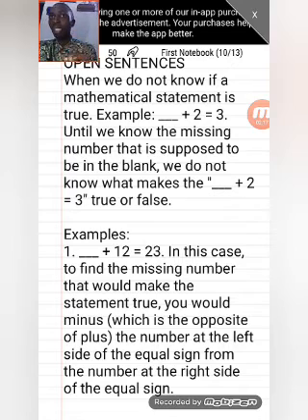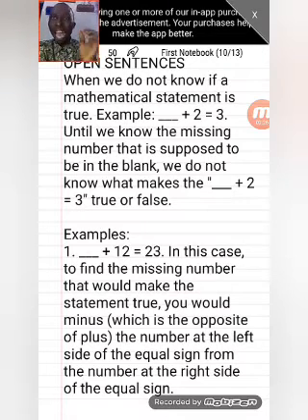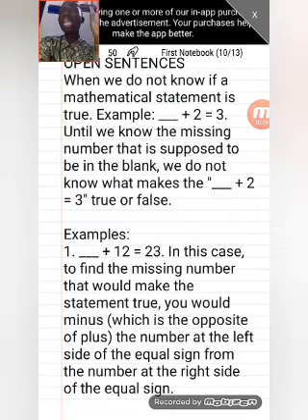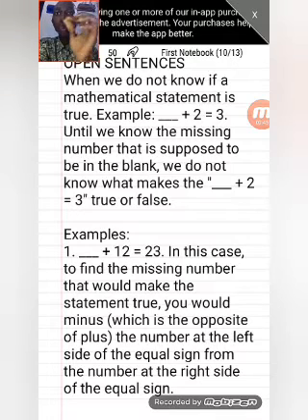Now in this arrangement, the blank or the missing number is at the front, in the beginning. In this case, to find the missing number that will make the statement true, you would minus, have it in mind, minus, which is the opposite of the plus. If you see something plus a number that is known is equal to another number that is known, what you do is the opposite of that plus, which is minus.